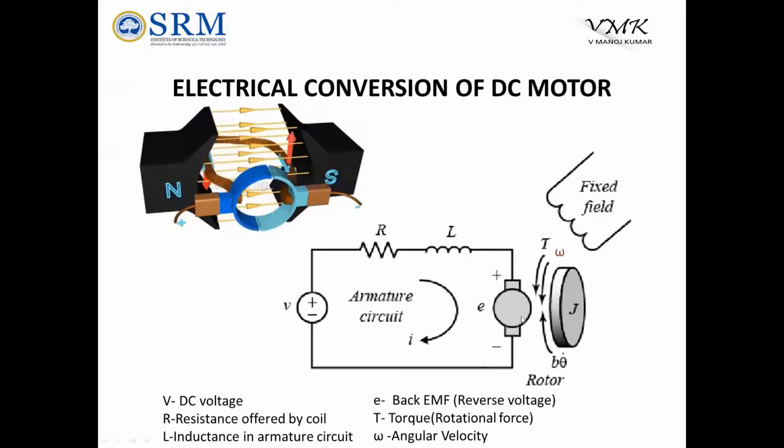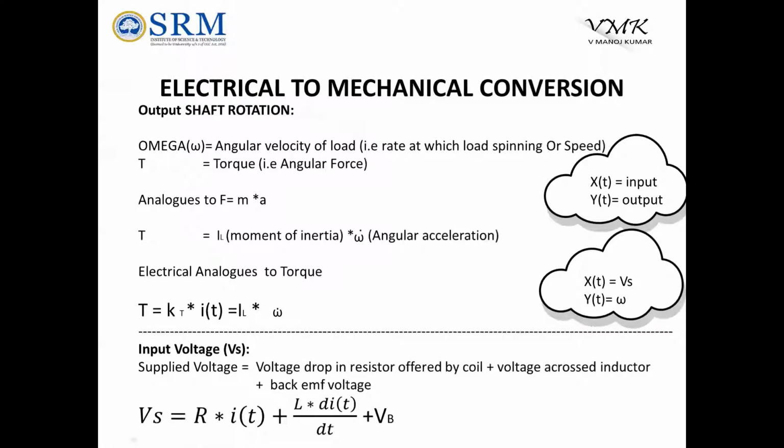With the 3 volts, my shaft starts to rotate. When the shaft starts to rotate, it produces a negative voltage. So this 3 volts keeps reducing, and after a period of time it reduces to 0 volts. So Vs, that is 5 volts, is equal to R of I of t, the voltage drop across my resistance, plus L into dI of dt, the voltage drop at my inductor, plus the voltage of my back EMF.